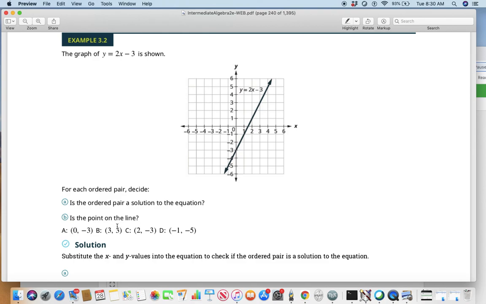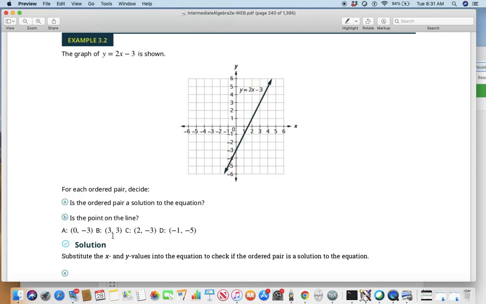What about 3, 3? Is that a point on the line? Well, let's see. 3, 3. That point is on the line. What about 2, negative 3? 2, negative 3. That's the point. It's not on the line. Negative 1, negative 5. It is on the line.